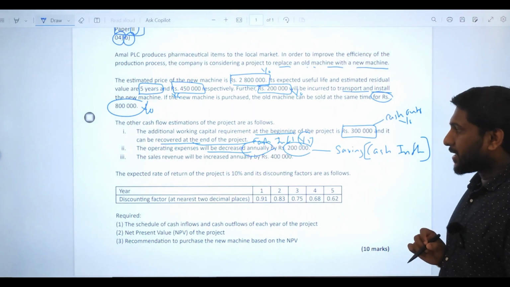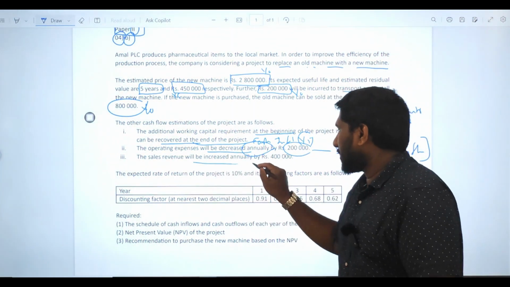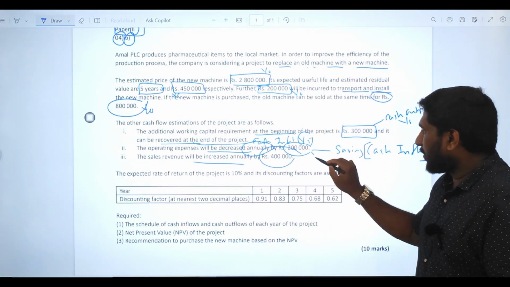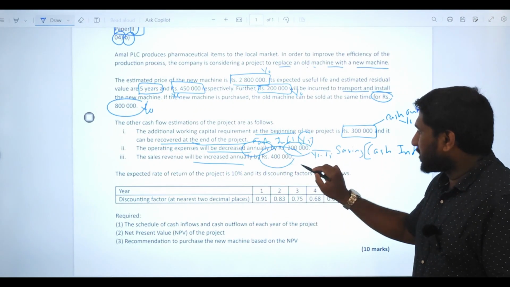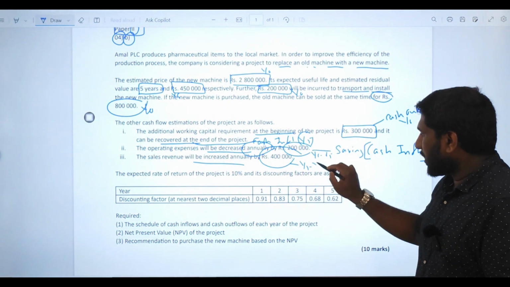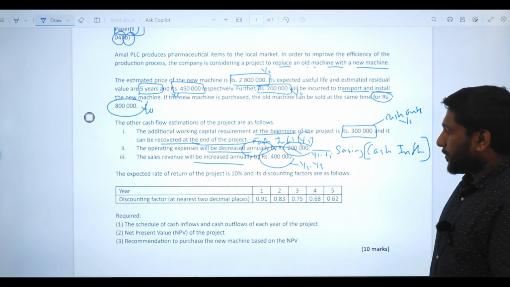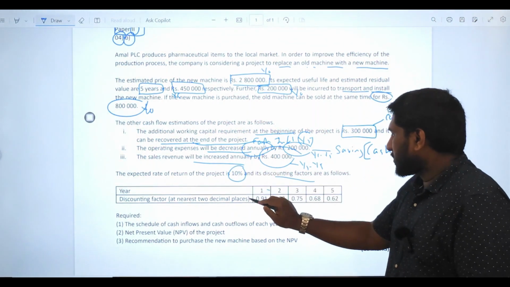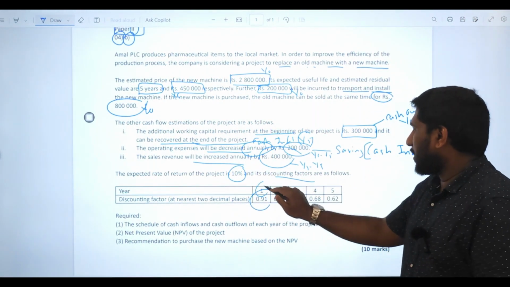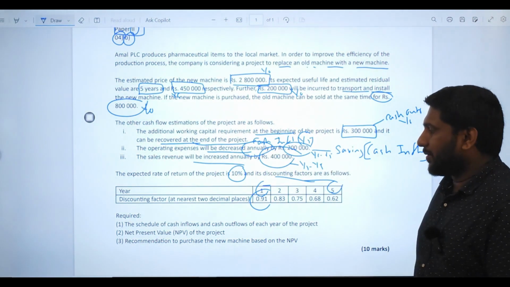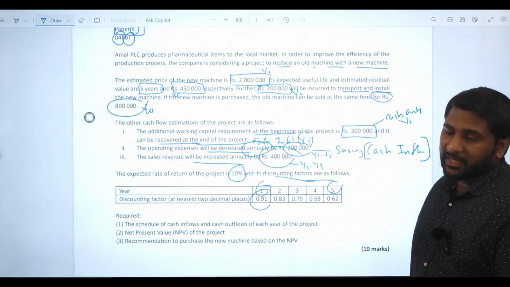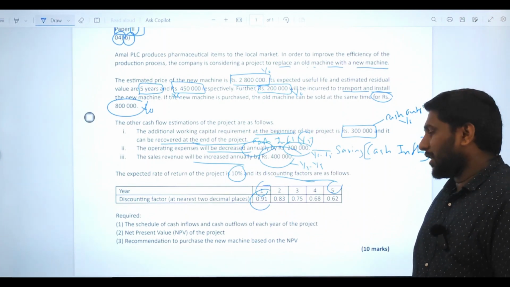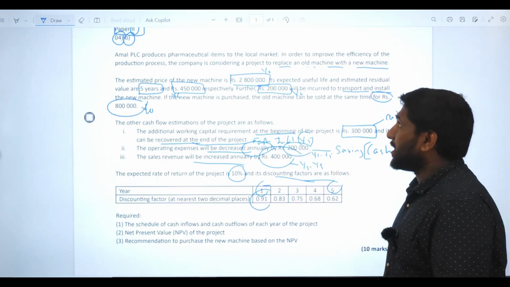And next one, the sales revenue will be increased. Sales revenue, it will increase by how much? 400,000. So this cash flow will be there from year 1 to year 5. This cash flow also will be there from year 1 to year 5. And they have given the discounting factors from year 1 to year 5 at the rate of 10%. First requirement, we read the requirement first. The requirement is you have to prepare the schedule for cash inflows and outflows for each year.